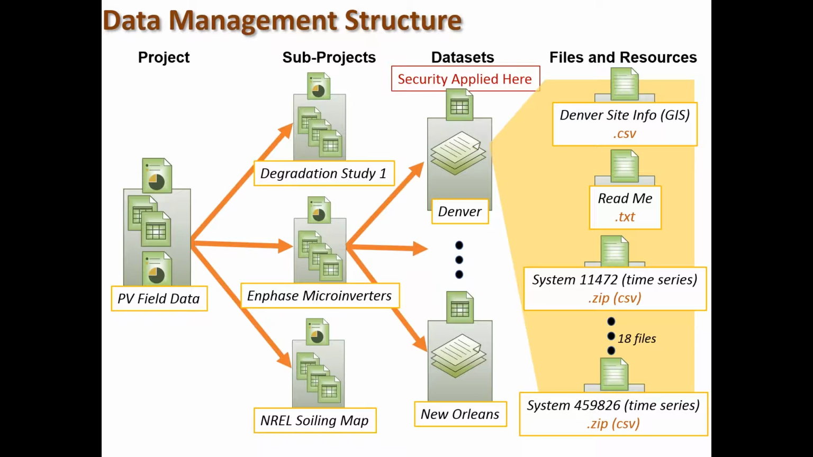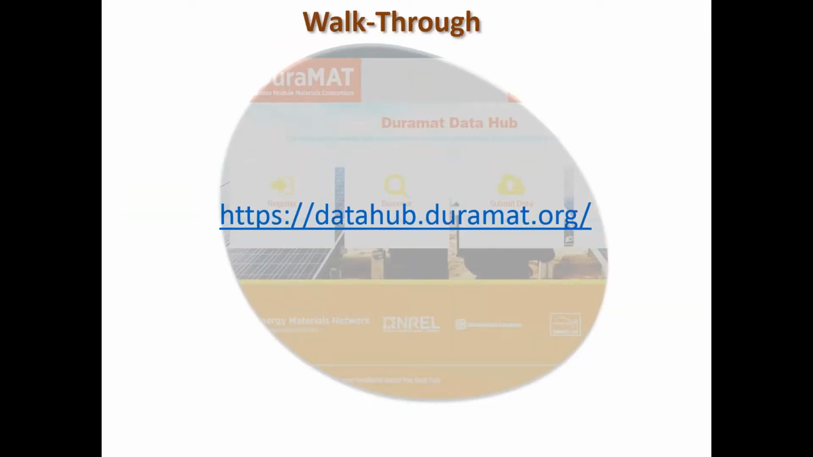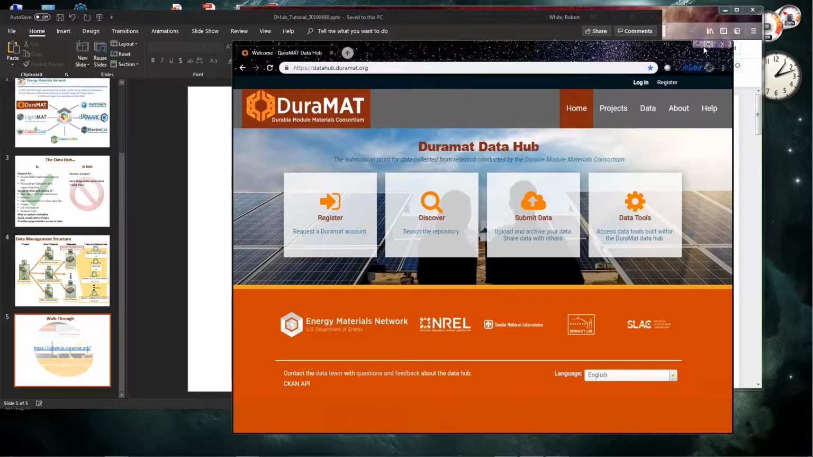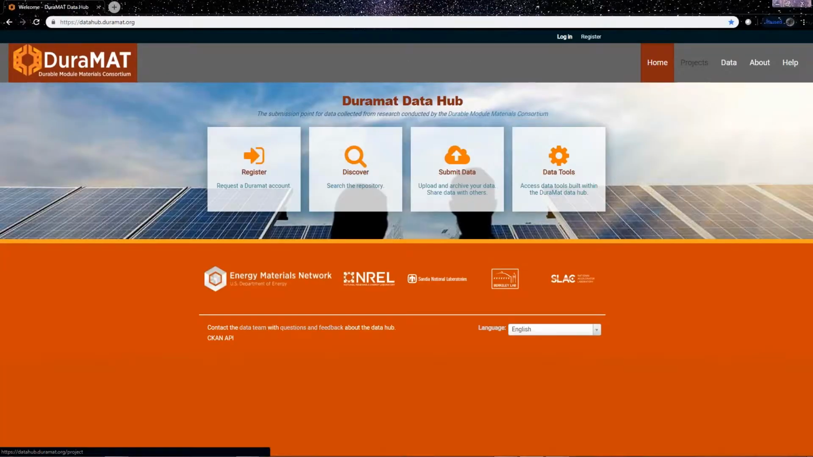So at that point, I'm going to switch over now to the walkthrough of the actual site. If you go to datahub.duramat.org, this is the site that you're going to land on. I'm not going to log in right now because I want to give you an idea of what it looks like if you're a member of the general public and you've just come to the website, so you can see what's blocked and what's available to be seen.